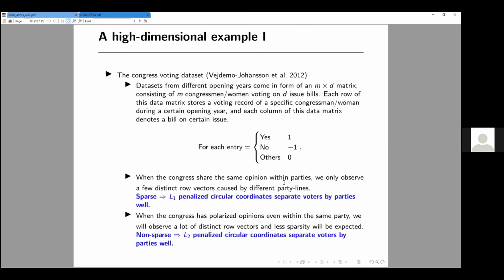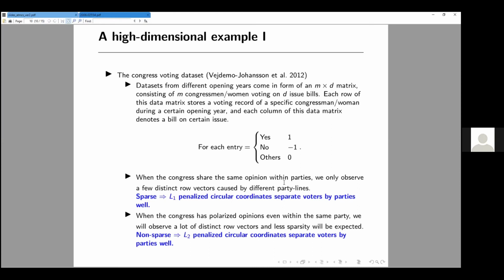So here we consider the Congress voting data set, studying Vijomo and Johansson's paper in 2012. This data set is a large matrix where each row is a voter and each column is a bill. This data was actually collected from the Congress website, and for each entry, if the voter votes yes, we put a 1 into it. If they vote no, we put a -1 into it, and 0 otherwise.